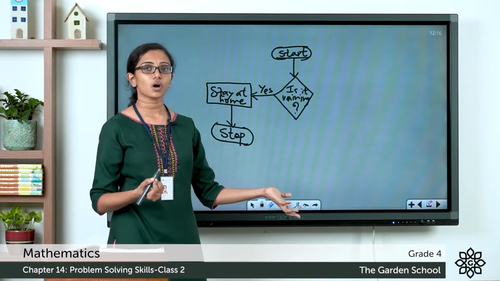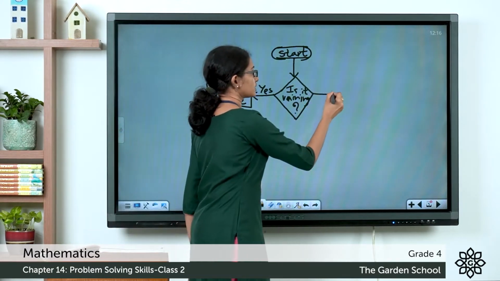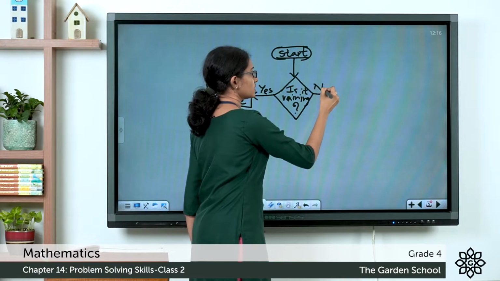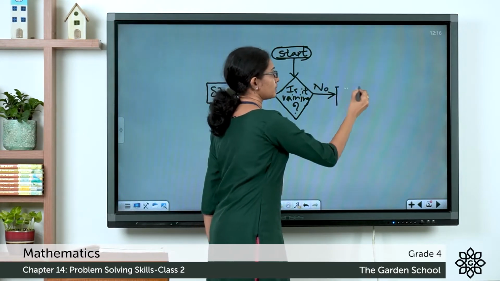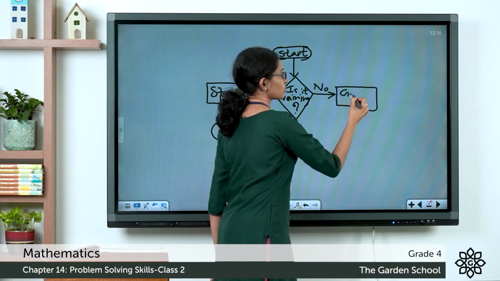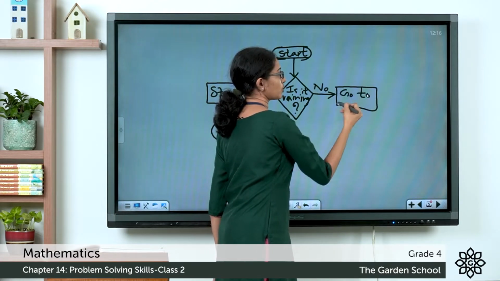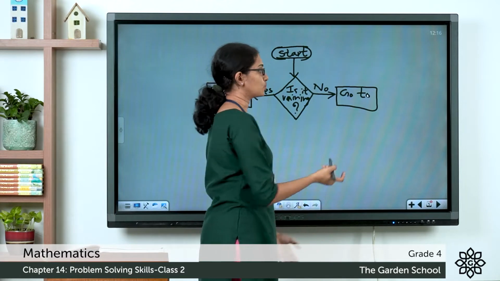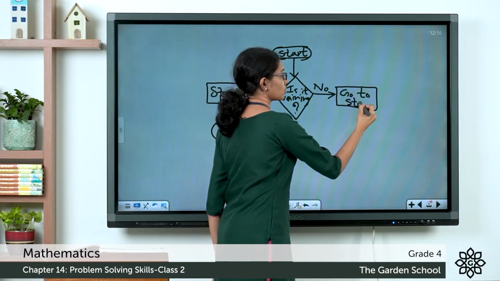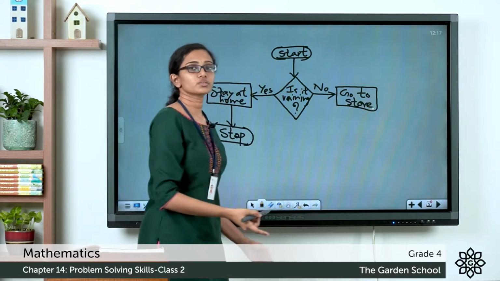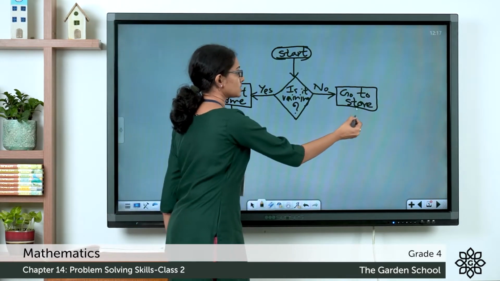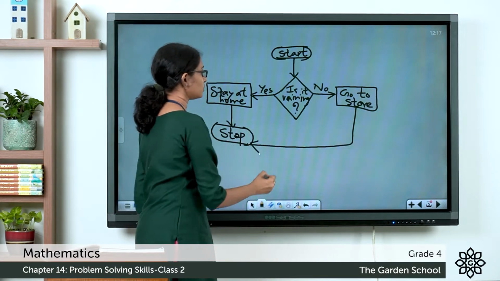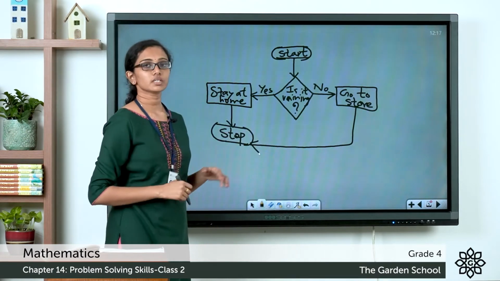Now what if it is not raining? So here the answer to the decision is no. Is it raining? No. So what happens next? I will have to go to the store. So here in this rectangle, I am going to write that action that I have to do. Go to store. And after going to the store, the process or the problem is solved. The process ends or stops. So I am going to draw an arrow towards stop.